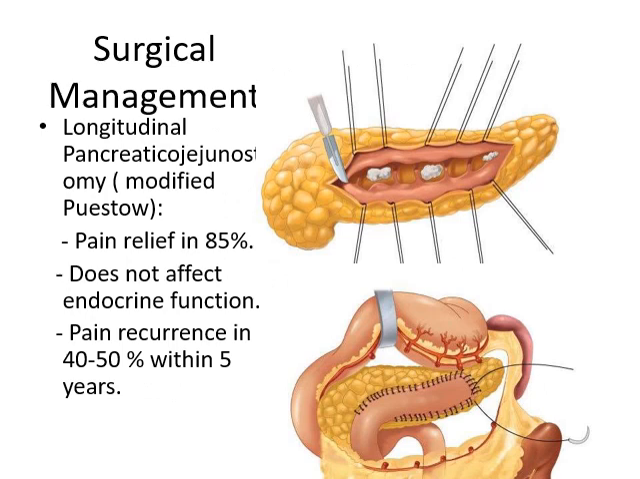first is the Puestow or modified Puestow, which is longitudinal pancreaticojejunostomy. In this case, you expose the pancreas and identify the pancreatic duct, which should be dilated, by ultrasound. You open the pancreatic duct longitudinally, and after that, you do pancreaticojejunostomy with a Roux loop. It makes pain relief in about 85% of the cases, does not affect endocrine function, which is very important, but the recurrence rate is high, 40-50% within 5 years.